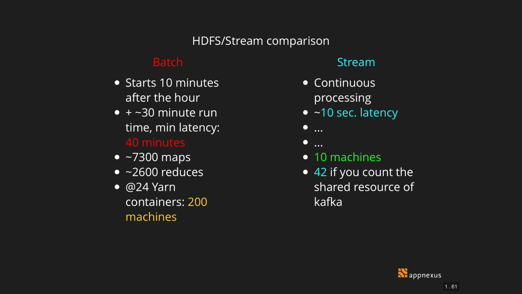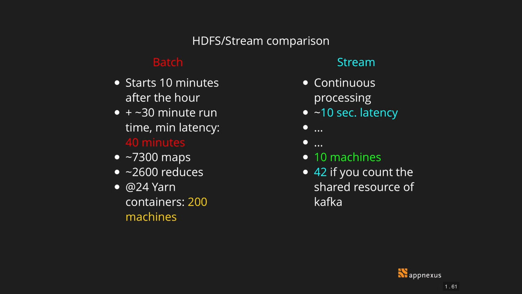So here's the comparison for you. Batch starts 10 minutes after the hour. It has a 30-minute runtime. The minimum latency of anything that we see in a batch system is 40 minutes in this company. Now, imagine you had an impression that served at the very beginning of an hour, right at 7 o'clock. You're actually not going to see that until 8:40. So we have to wait for the hour to finish, the 10-minute delay, and then 30 minutes to process the data. So at 8:40, we'll know what happened at 7 o'clock.